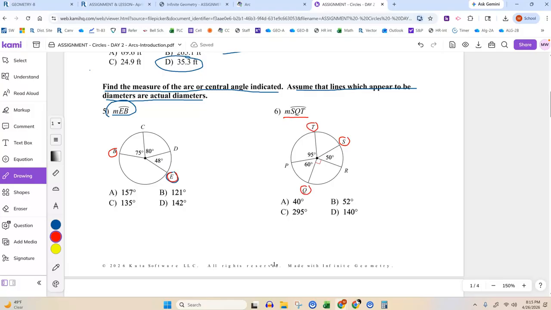So does that mean I go from S to T? No, because I need to also go through Q, right? I need to go through Q. So when you see three letters, you need to go the other way. So let me go backwards. That means we need to go all the way from S through Q through T.